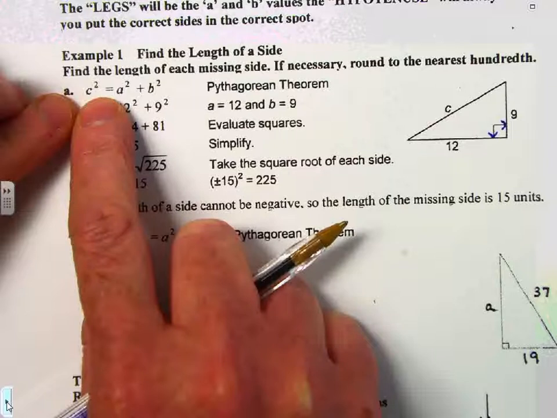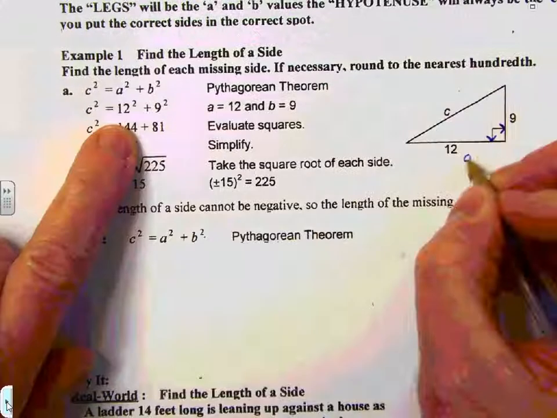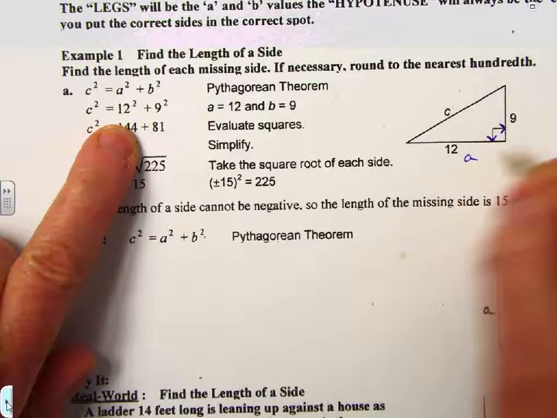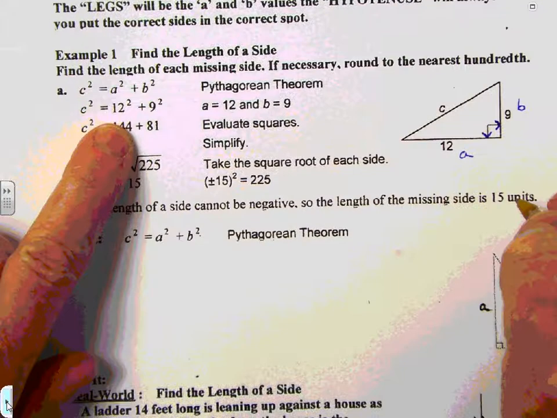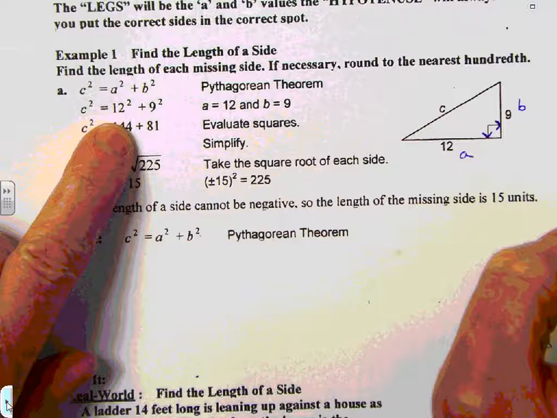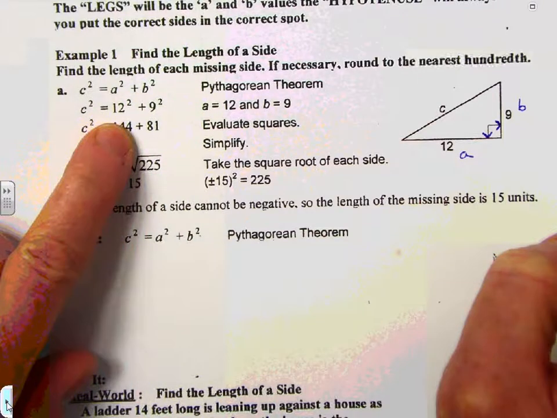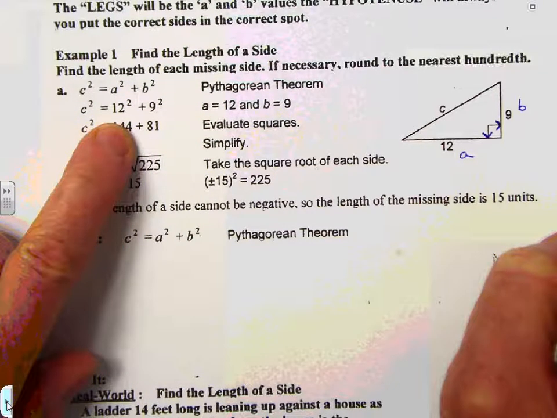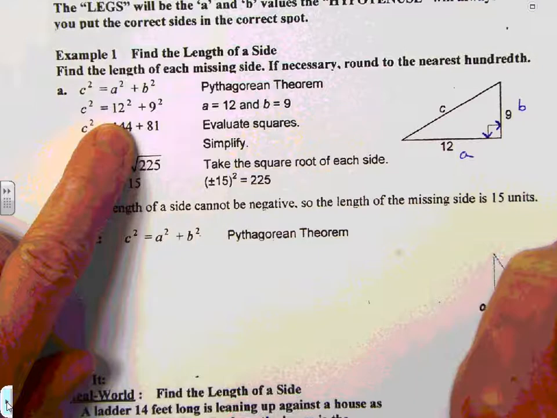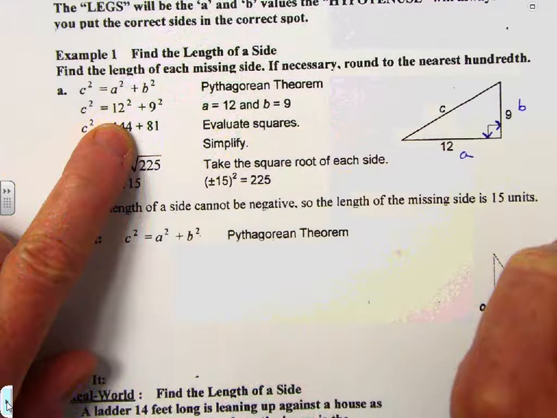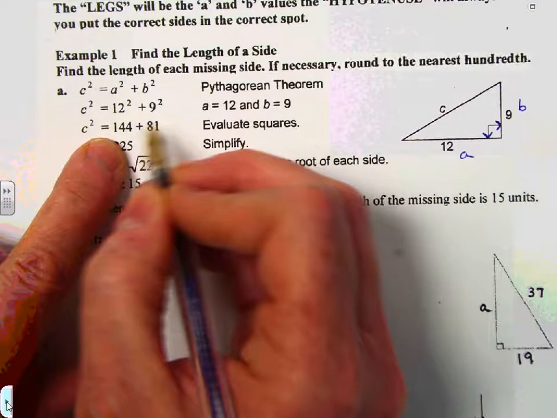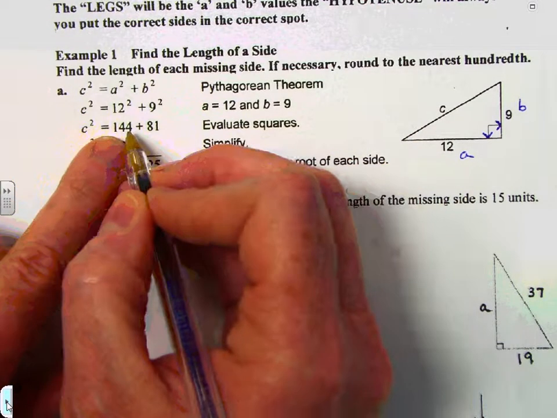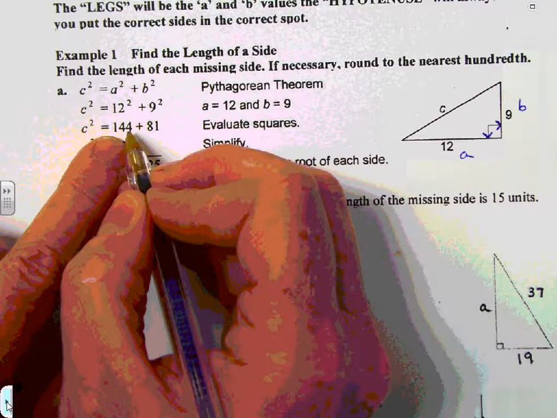So they're calling the a the 12 and the b the 9. So notice they didn't necessarily choose the shortest one to be the A and the next one to be the B, did they? Doesn't matter. The two legs squared and then added together. So 12 squared is 144. 9 squared is 81. Then you add those two things together to get 225.